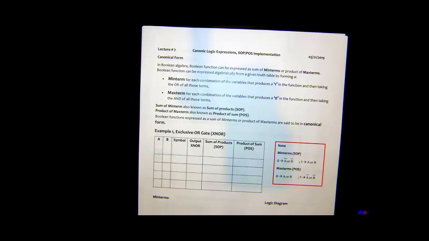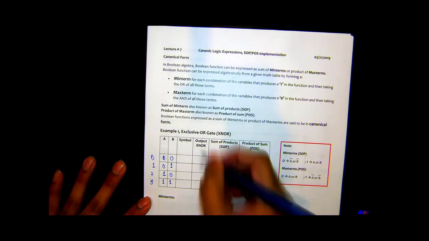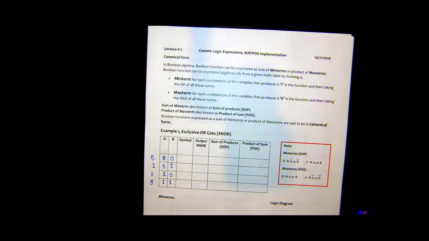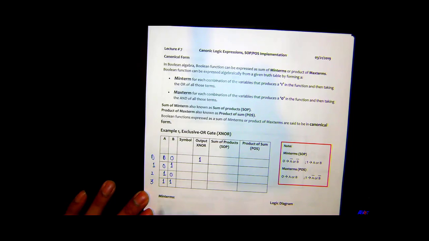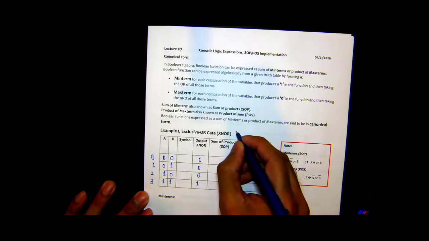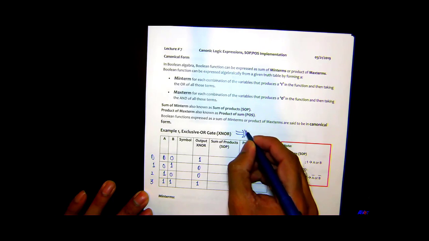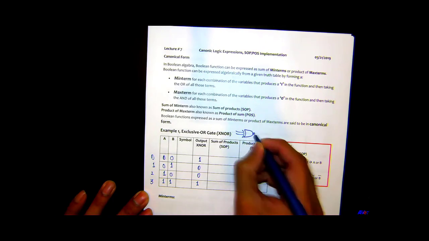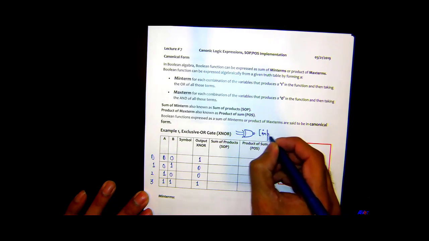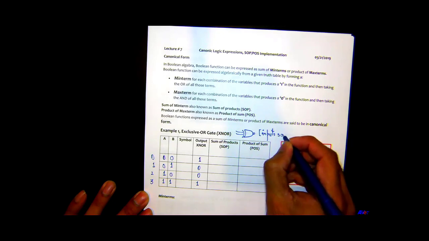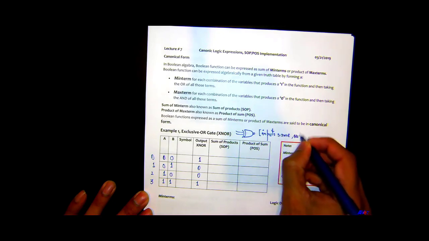This is an example for the exclusive NOR gate. Anybody know what's the property of the exclusive NOR gate? The output of exclusive NOR is 1 when the inputs are the same. So if you look at 0, 0, inputs are the same, output is going to be 1. And if you look at the last one, 1, 1, inputs are the same, output is 1. For the other combinations, the output is going to be 0. The symbol is the opposite of exclusive OR, so it's basically exclusive OR with a bubble on it. Inputs same, output is 1.